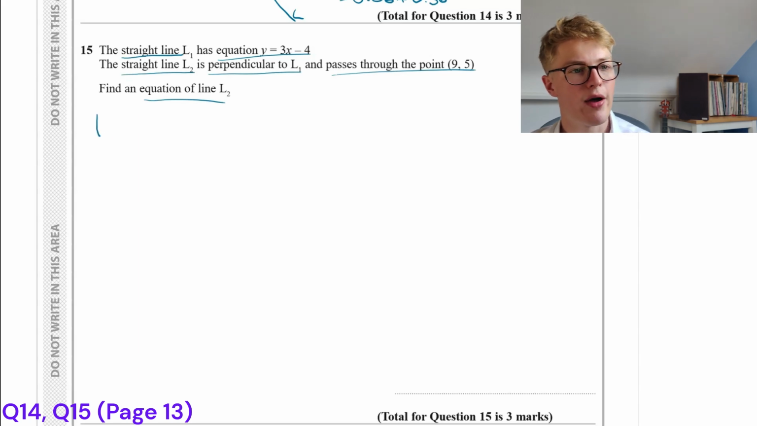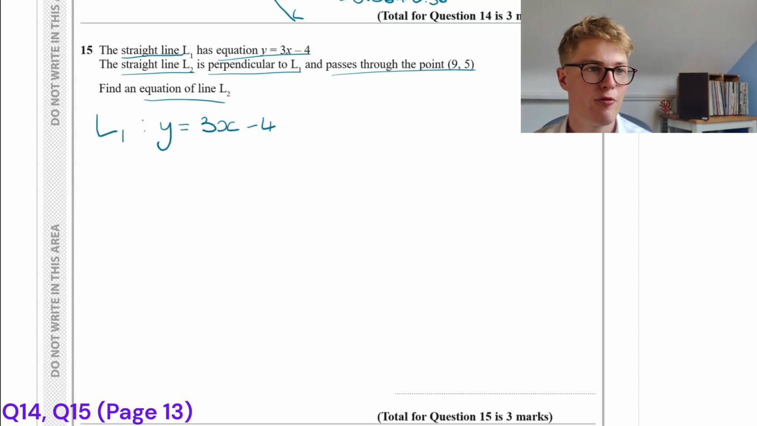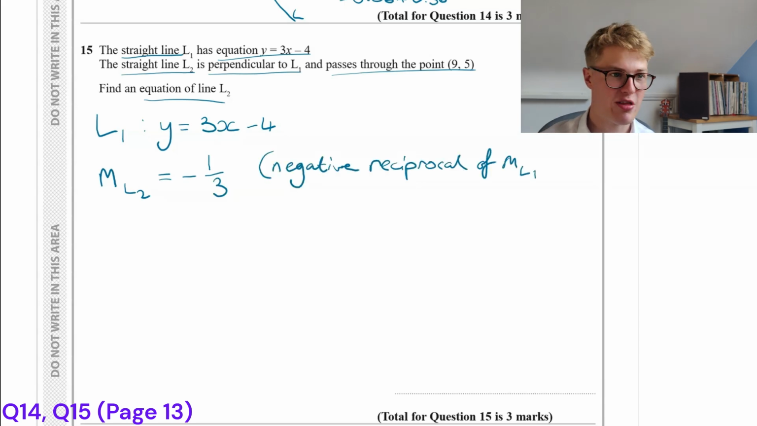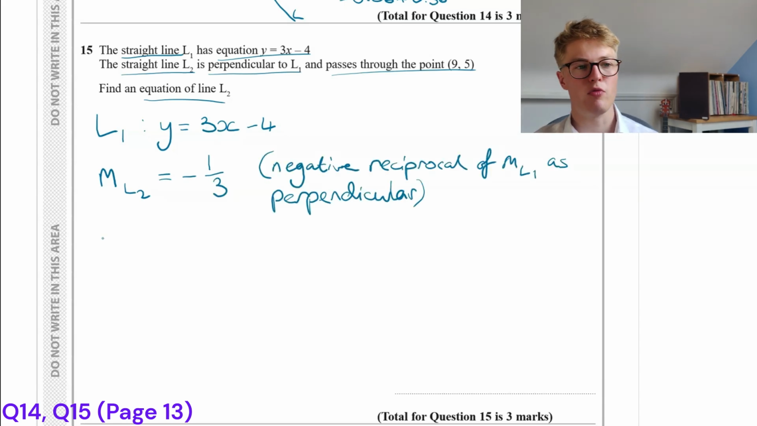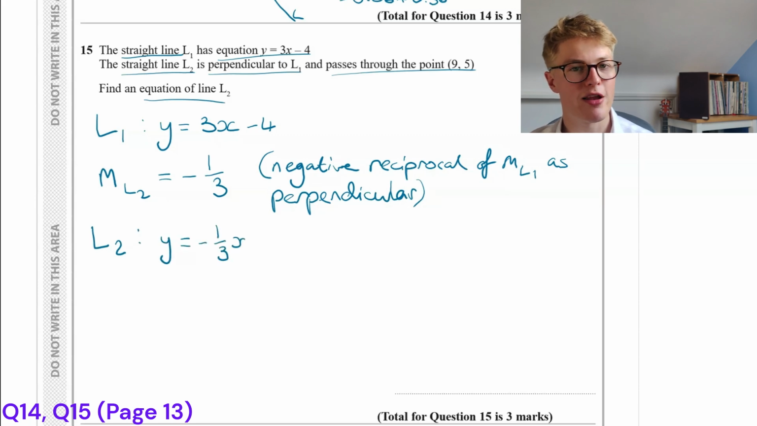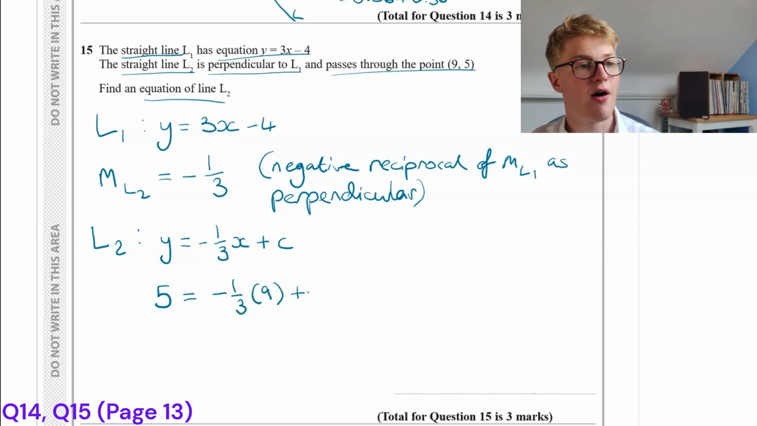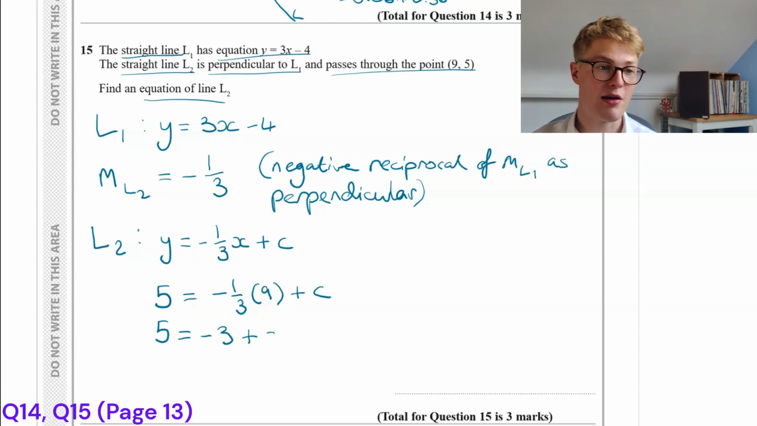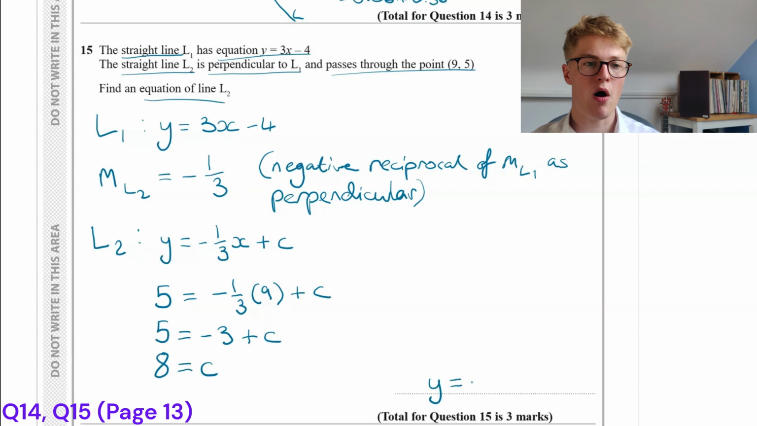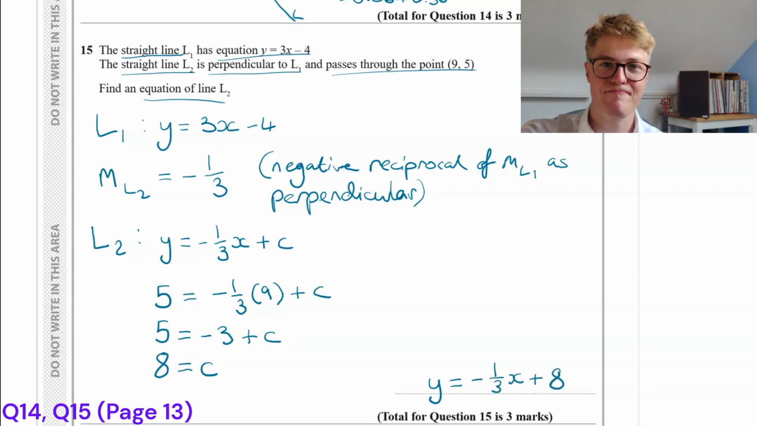So L1 is y equals 3x minus 4, and therefore the perpendicular gradient is going to be minus 1/3 because it's the negative reciprocal. So now that we have the gradient, we can write L2 as y equals minus 1/3 x plus c, and we substitute our value of 9,5 into there to find the value of c. So we have 5 equals minus 1/3 times 9 plus c, and then that simplifies to 5 is equal to minus 3 plus c, and we end up with 8 is c, so then our final answer is y is equal to minus 1/3 x plus 8.